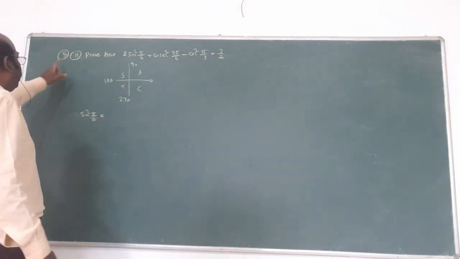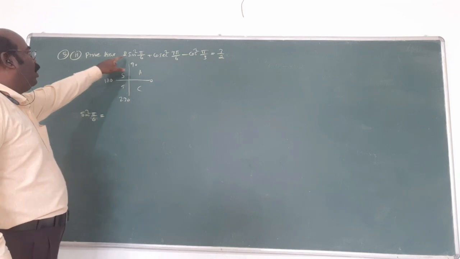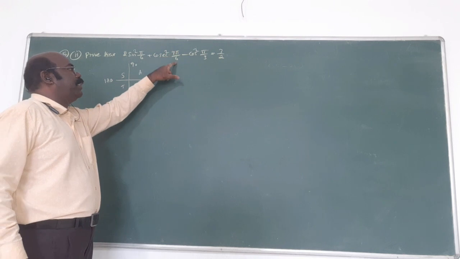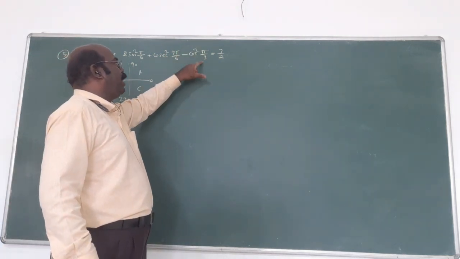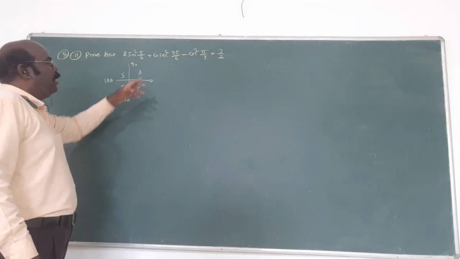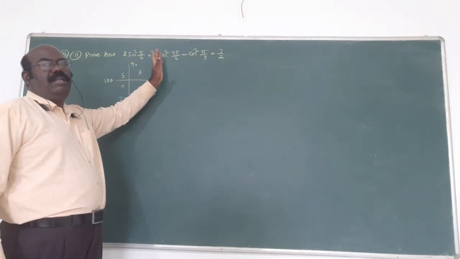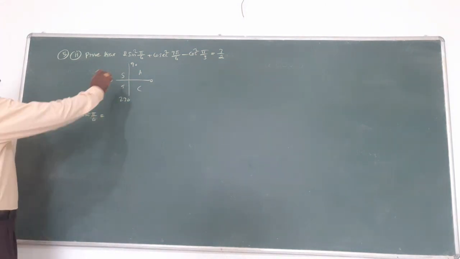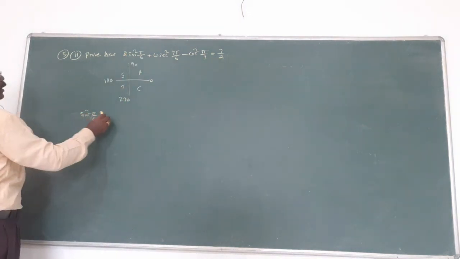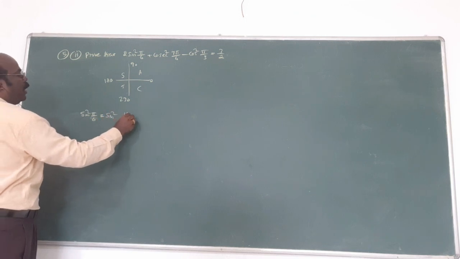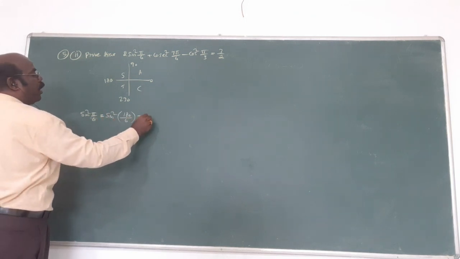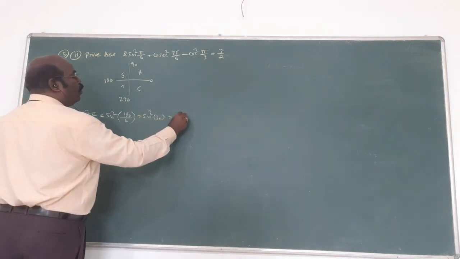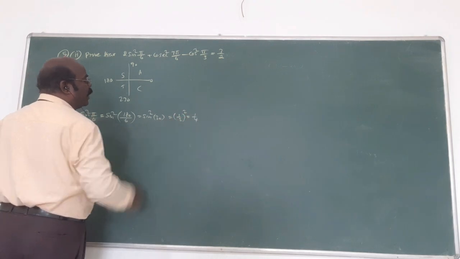Next question: prove that 2 sin square pi by 6 plus cosecant square 7 pi by 6 minus cos square pi by 3 equals 3 by 2. Anyway, 7 pi by 6 is more than 90 degrees, that's why we use this idea. First one is sin square pi by 6. Pi is 180, so 180 by 6 is sin square 30 degrees. Sin 30 is 1 by 2, whole square, 1 by 4. First answer.